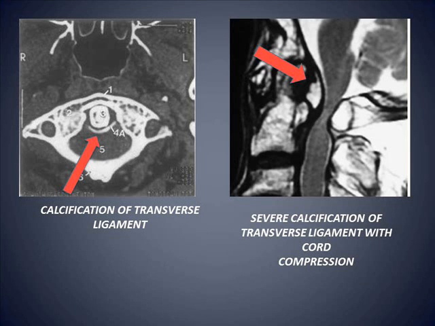An interesting thing to note is that the transverse ligament is prone in some older people to calcification. Here we have on the left a calcification of the transverse ligament, and on the right we can see quite a significant sagittal cut where we have severe calcification to the point of producing compression on the spinal cord.